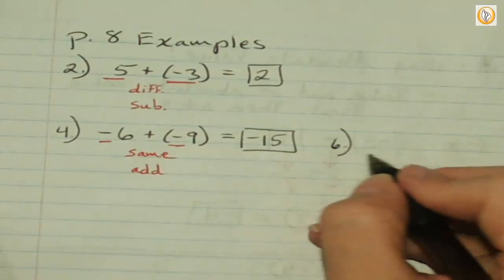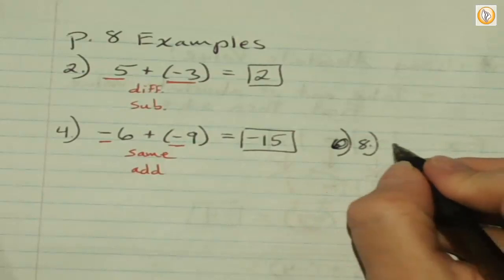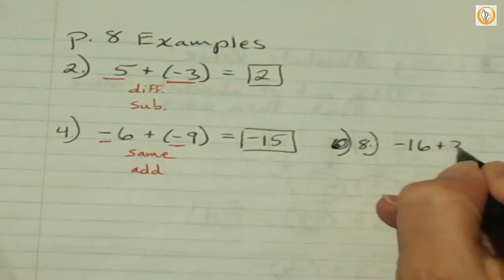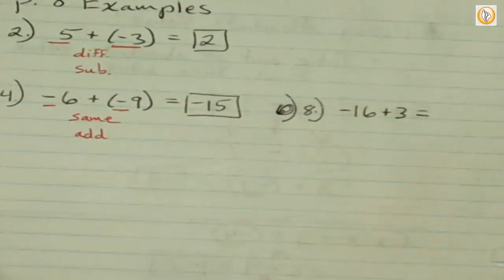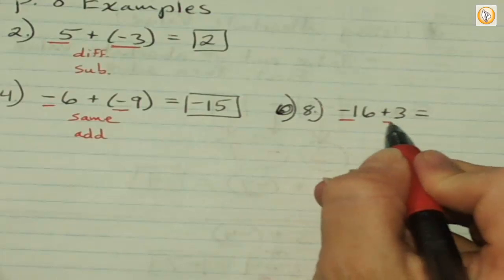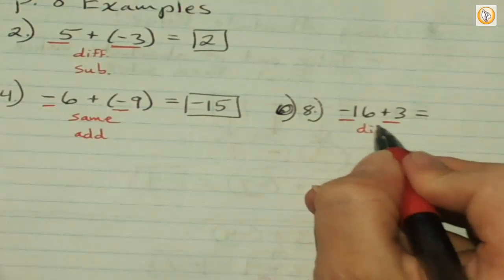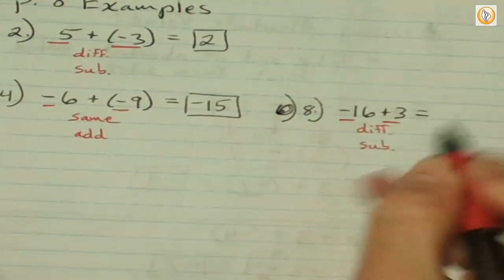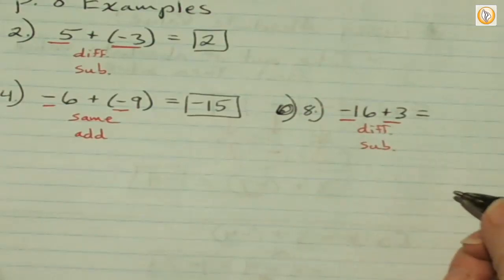6. No, that's done. 8. -16 plus 3. Tanner. Are the signs the same or different? That's right. Good. So they're different, and you subtract, and then take the sign of the largest.